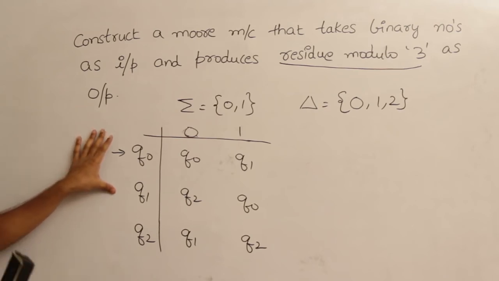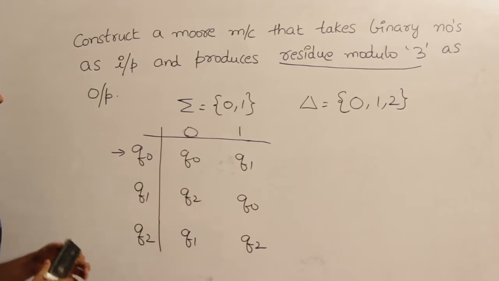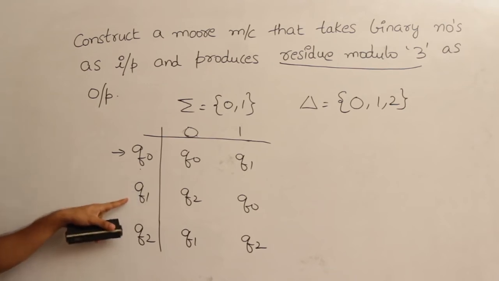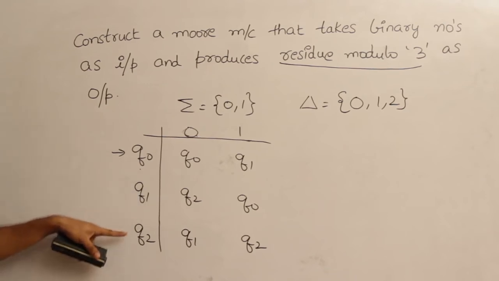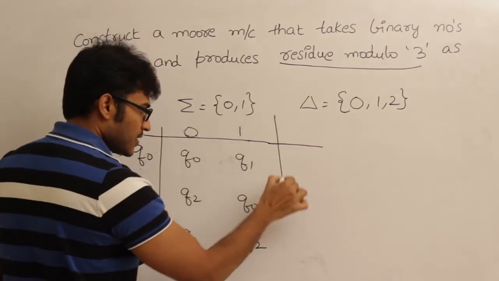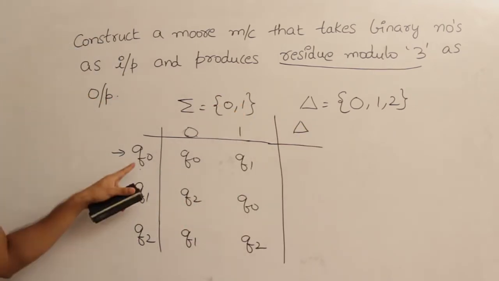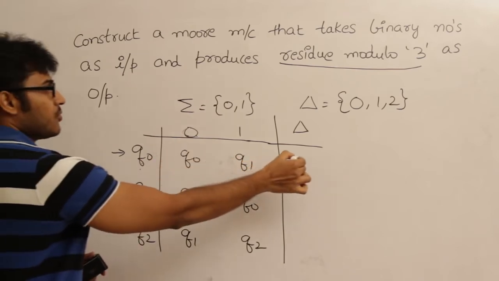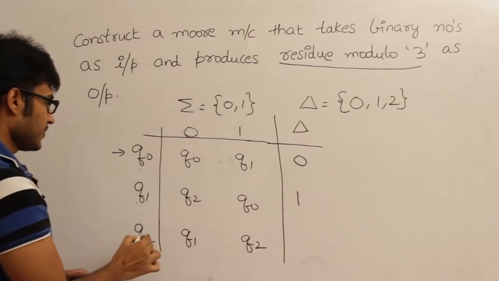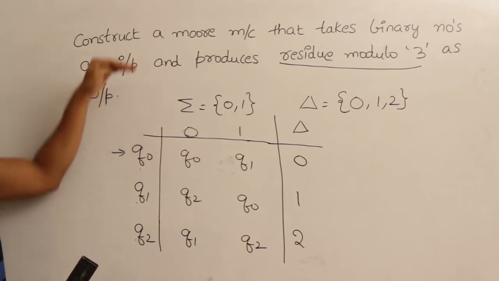Now I don't want a DFA. I want a Mealy machine which should actually print the output, which is nothing but the remainder. If I am in state Q0, the remainder has to be 0. If I am in state Q1, the remainder has to be 1. If I am in state Q2, the remainder has to be 2. So the Mealy machine can be constructed by adding the output function: in state Q0 the output is 0, in Q1 the output is 1, in Q2 the output is 2. This is the state transition table for the Mealy machine.